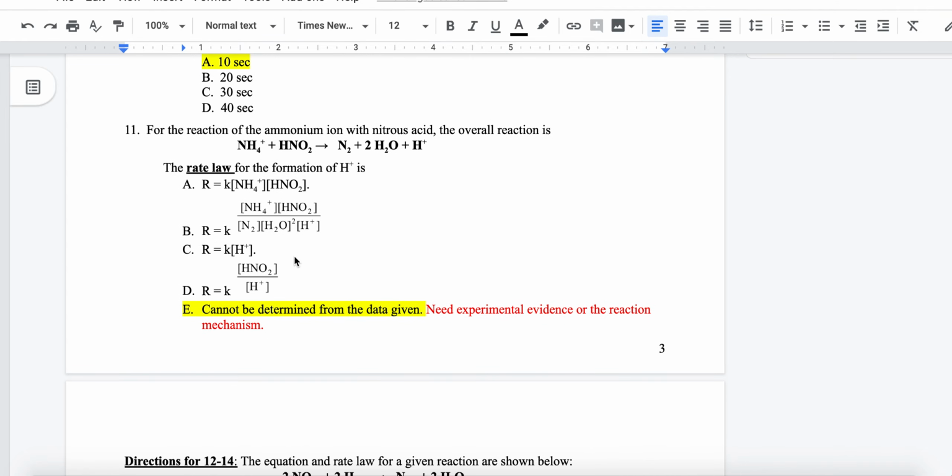Number 11. This goes back to something that we talked about earlier. When you look at a balanced equation, you cannot predict the rate law from the balanced equation alone. You need some kind of experimental evidence, and that experimental evidence could be a mechanism or a data table or a graph in order to get the reactant orders, but it has to be evidence.